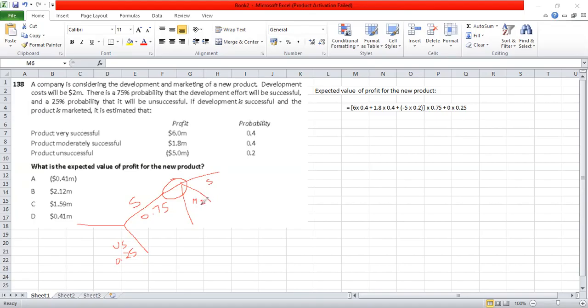How much is the answer? Please tell me. 1.29. The answer is not 1.29. No. Minus 5, did you consider that?